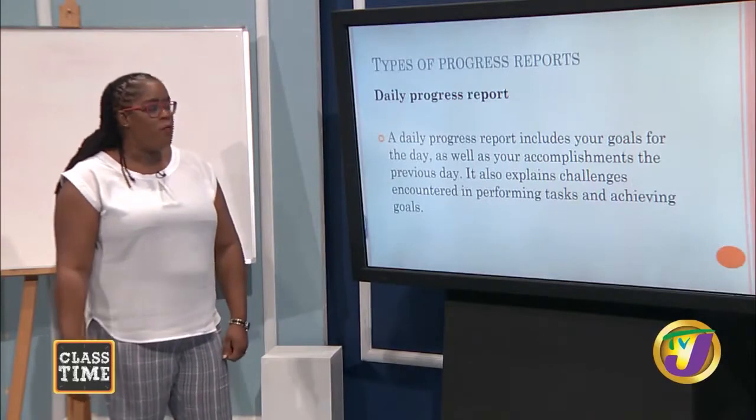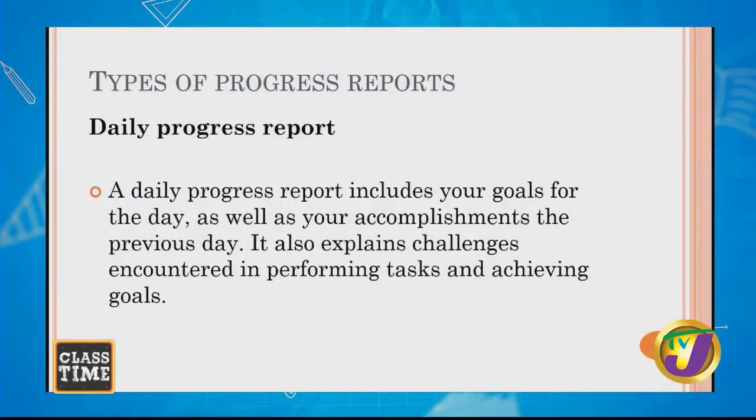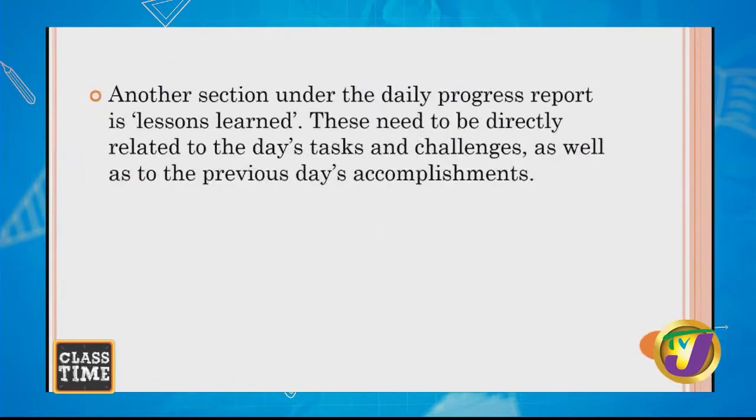All right. Types of progress reports. Daily progress reports. A daily progress report includes your goals for the day as well as your accomplishments the previous day. It also explains challenges encountered in performing tasks and achieving goals. Another section under the daily progress report is lessons learned. These need to be directly related to the day's tasks and challenges as well as to the previous day's accomplishments.